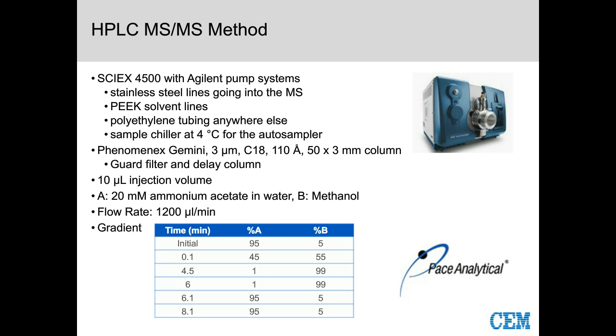They used a Phenomenex column with the specifications listed there, and then they had a guard filter and a delay column present. The reality here is PFAS is everywhere. So you need the guard filter and the delay column to really filter out any contamination so that we're getting good analytical data. They did a 10 microliter injection volume. The mobile phase was 20 millimolar ammonium acetate in water and methanol, a flow rate of 1,200 microliters per minute, and a pretty standard gradient.